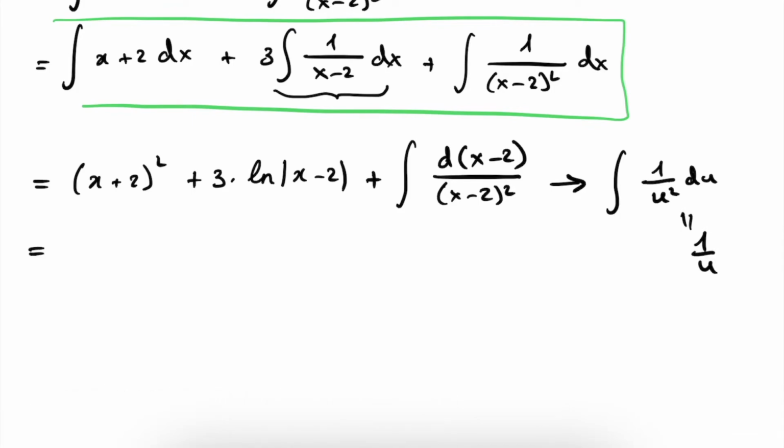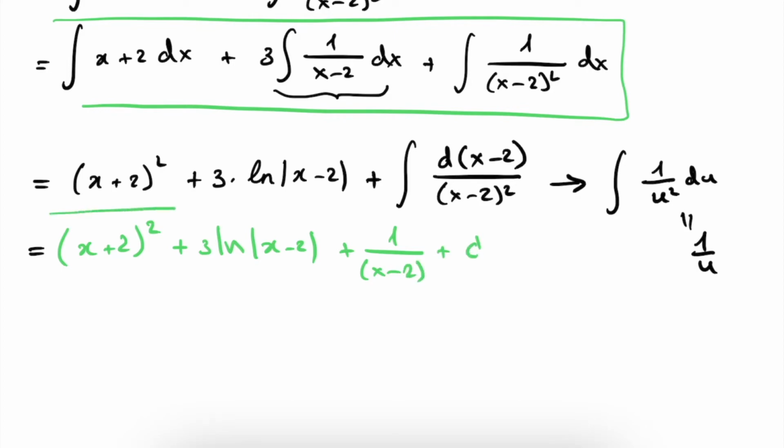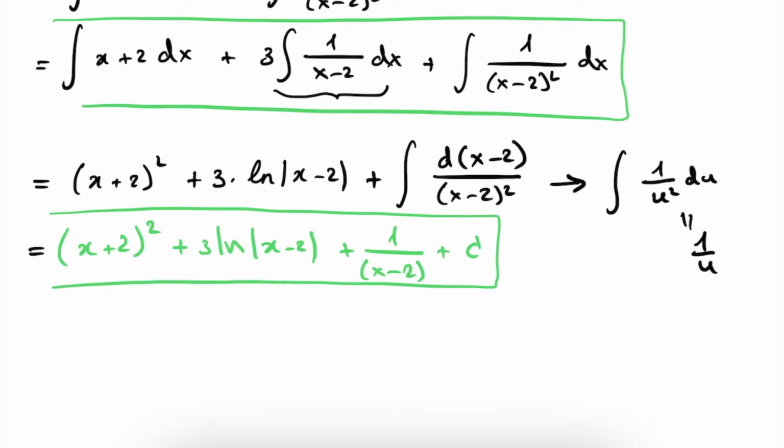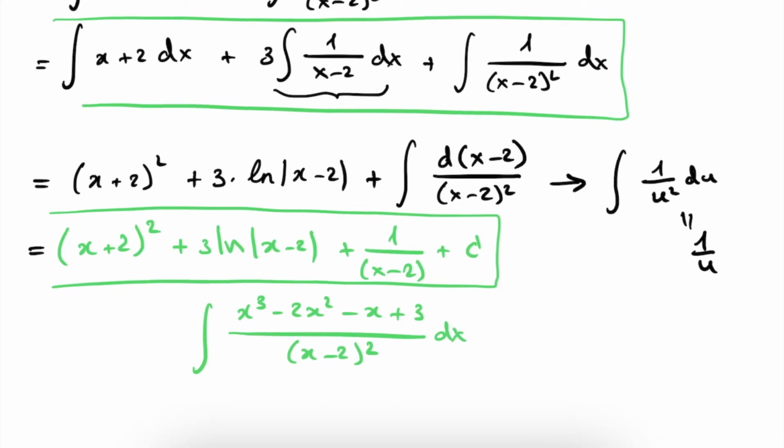So we can rewrite this again, and let me write this in green because this is our result: (x + 2)² + 3 times the logarithm of |x − 2| + 1/(x − 2) + this constant c. And this is our final result for the initial integral that we had. Let me rewrite it: the integral of (x³ − 2x² − x + 3)/(x − 2)² dx. Let's now go to the final and most complex exercise.